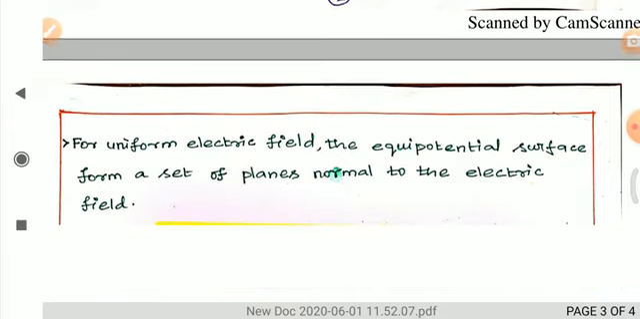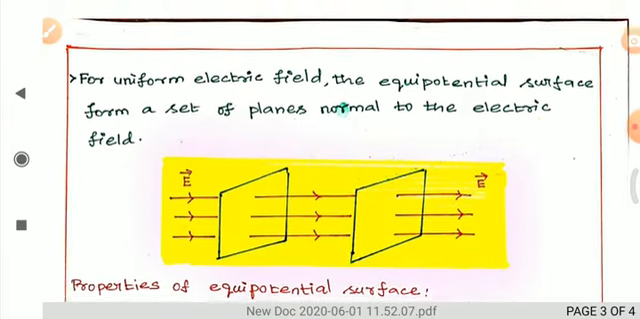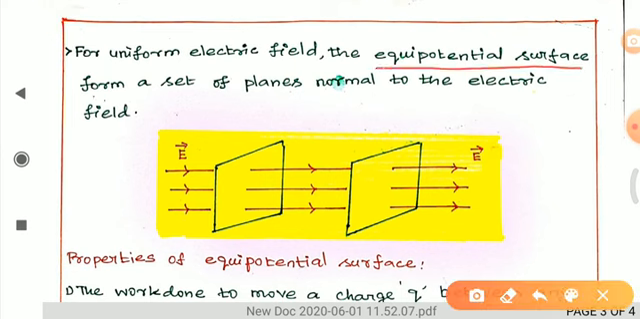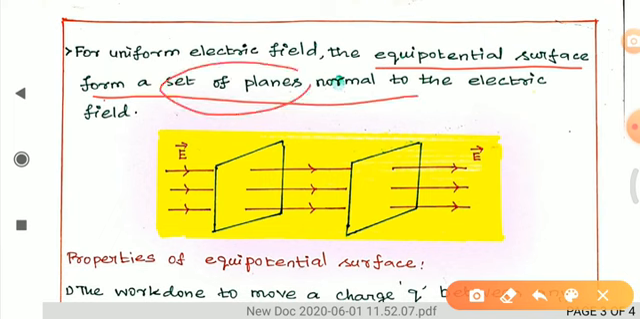Okay, right. Then this is for the point charge we have considered. Suppose if it is in the uniform electric field, then equipotential surfaces form a set of planes. This is 1 mark question. And one more sentence we have to write: it is normal to the direction of electric field.